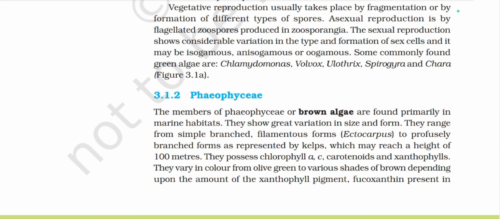Now topic number 3.1.2, Phaeophyceae. The members of Phaeophyceae or brown algae are found primarily in marine habitats. They show great variation in size and form. They range from simple branched filamentous forms like Ectocarpus to profusely branched forms as represented by kelp, which may reach a height of 100 meters. They possess chlorophyll A, C, carotenoids, and xanthophylls. They vary in color from olive green to various shades of brown depending upon the amount of the xanthophyll pigment fucoxanthin present in them.